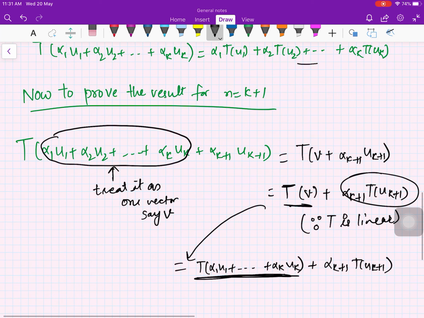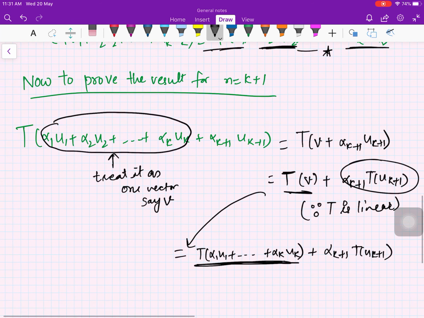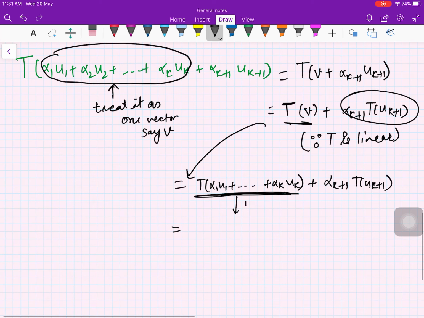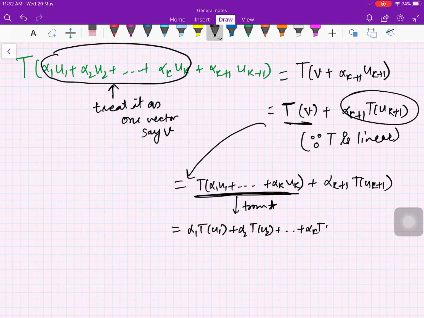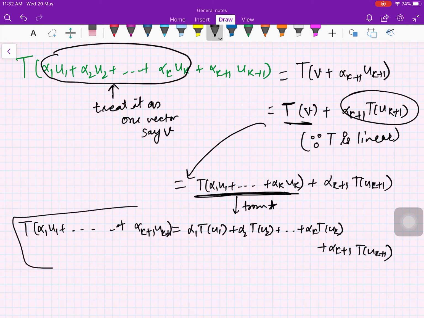Now you see what is this? This already from this star. From star, this is alpha 1 T(u1), alpha 2 T(u2), alpha k T(uk). So this is equal to, from star, alpha 1 T of u1 plus alpha 2 T of u2 plus so on, alpha k T of uk plus alpha k plus 1 T of uk plus 1. So this is equal to T of alpha 1 u1 plus so on alpha k plus 1 uk plus 1.